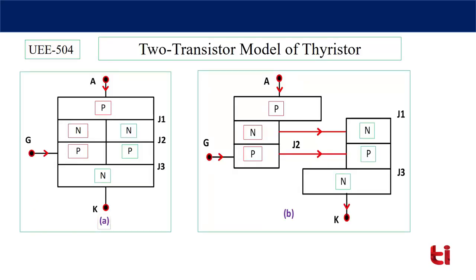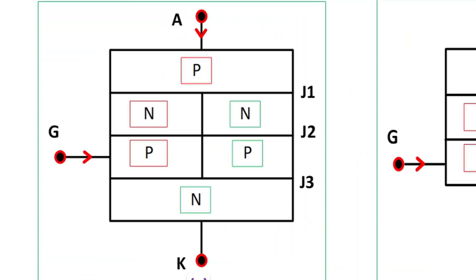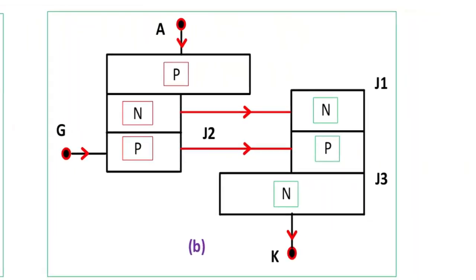You can see there are two diagrams, diagram A and diagram B. Both are equivalent to each other. In diagram A, the four layers P N P N are split in two parts. The red boxes represent PNP and the green boxes represent NPN. Now come to diagram B.